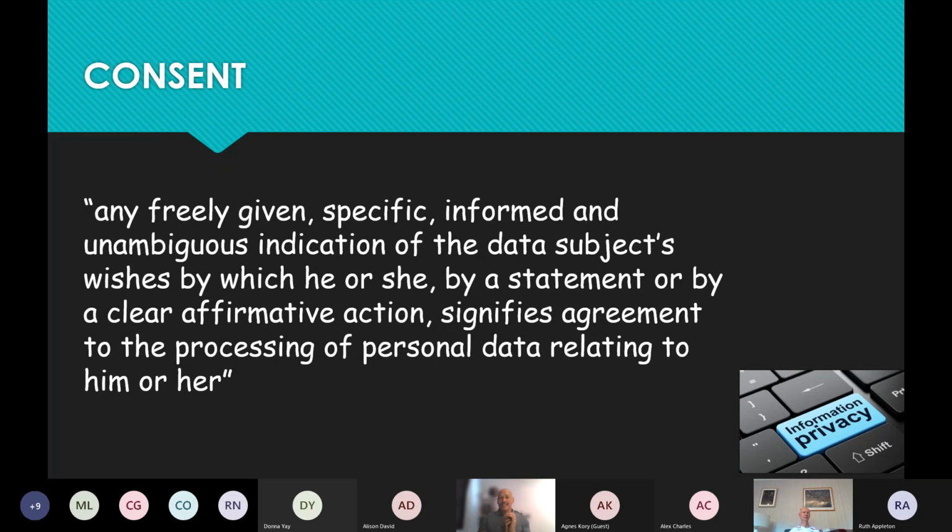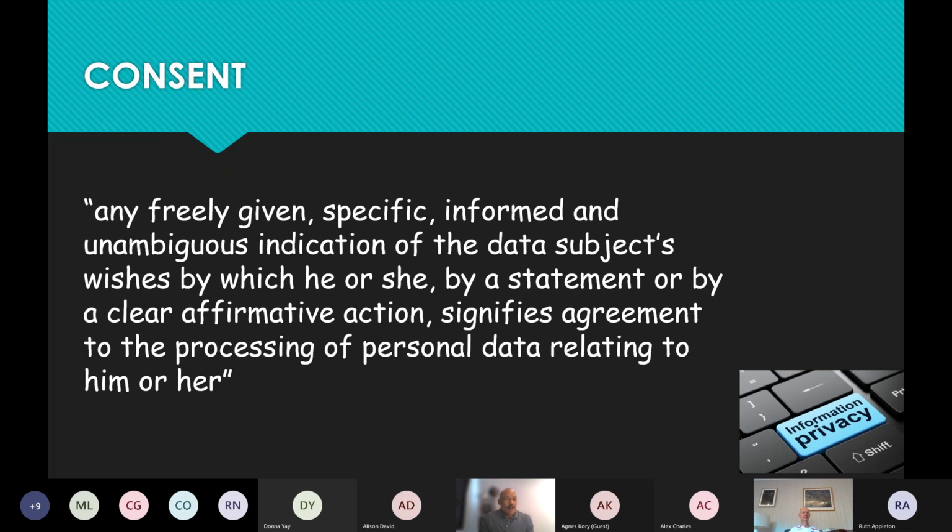Informed and unambiguous indication of the data subject's wishes. This is about informing the data subject before you collect the information. Why do you need my information? Why do you need to have this? What are you going to be using it for? There's no room for any ambiguous statements or conversations, it has to be clear. You inform the patient, the data subject, why.